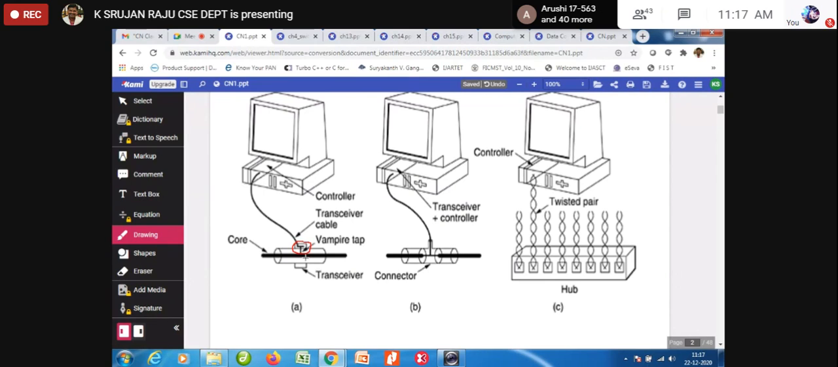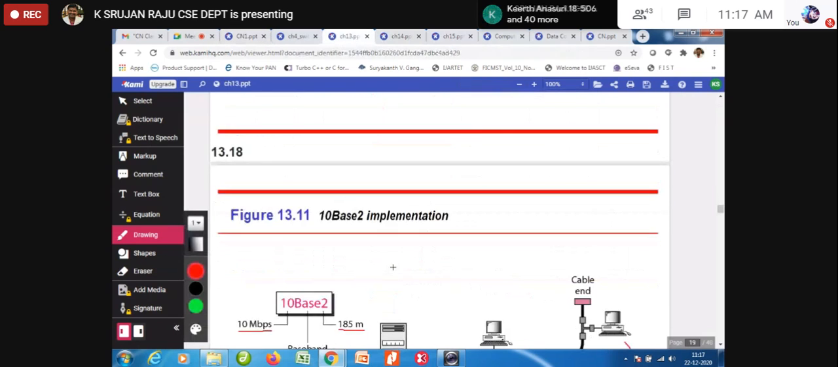You can have a look at over here how it is connected. So this is what exactly we are going to call a vampire tap. Then we are going to have what?